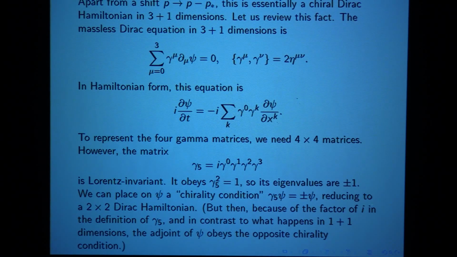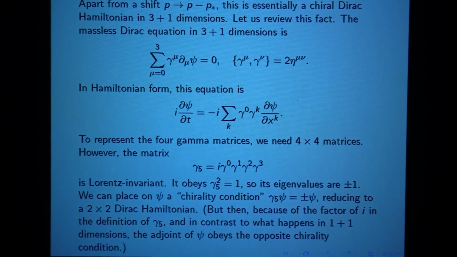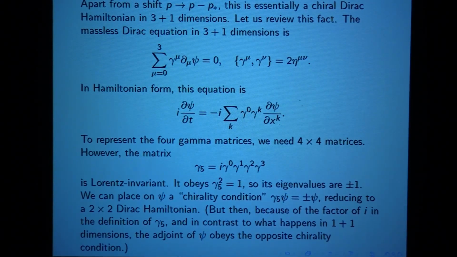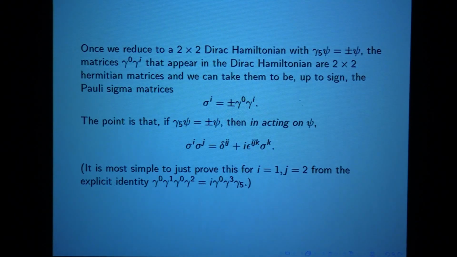But then because of the factor of I in the definition of gamma 5, and in contrast to what happens in 1 plus 1 dimensions, the adjoint of psi, which corresponds, let's say, to the antiparticle relativistically, obeys the opposite chirality condition. So this is, in Lorentz invariant or Hamiltonian form, the chiral Dirac equation in 3 plus 1 dimensions.